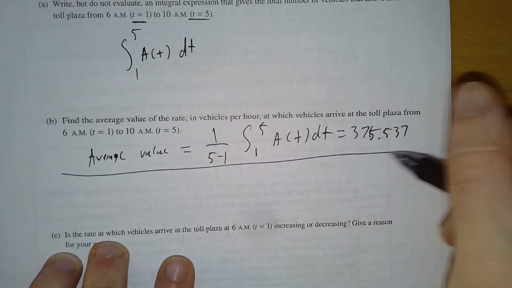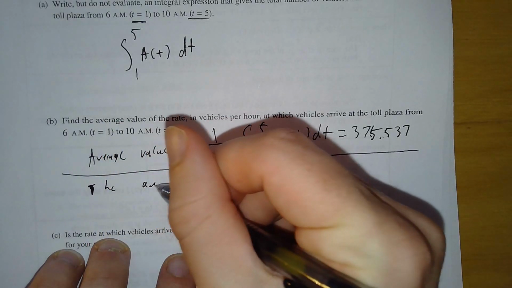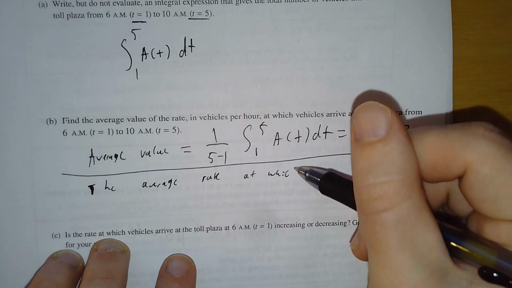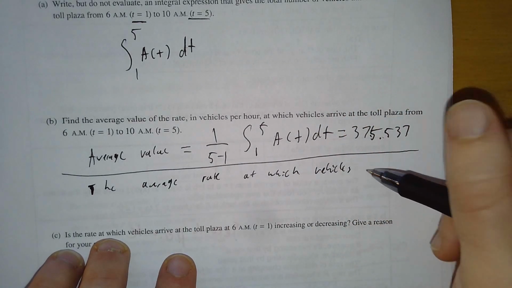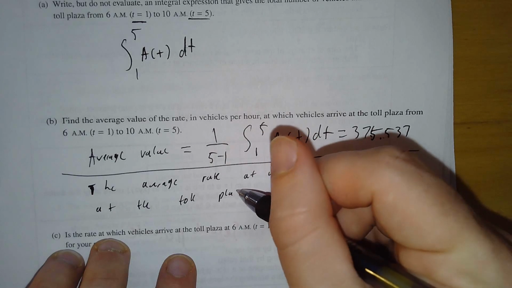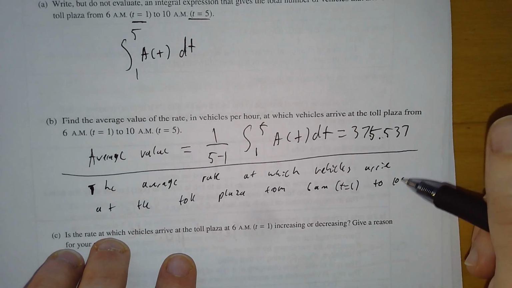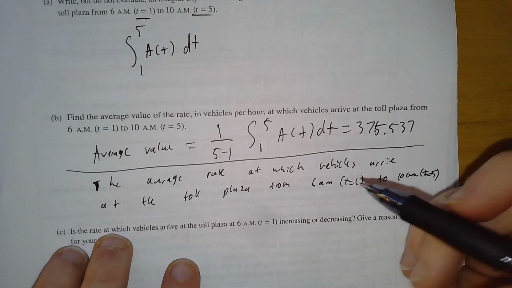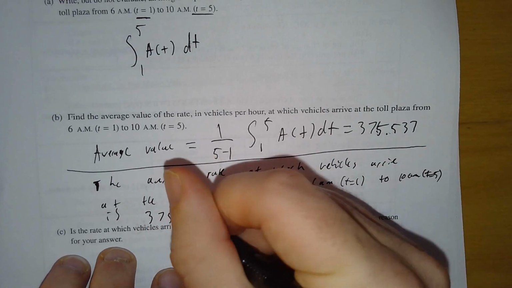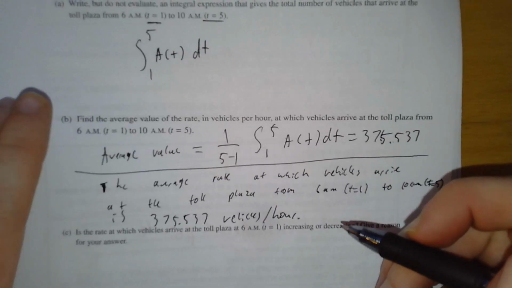So again, like a nice sentence here. It doesn't seem to specify to write a sentence, and I think you would get full points for this, but a sentence would be like the average rate at which vehicles arrive at the toll plaza from 6 a.m., t equals 1, to 10 a.m., t equals 5, is 375.537 vehicles per hour. And again, the key thing here, remember, the units don't change.